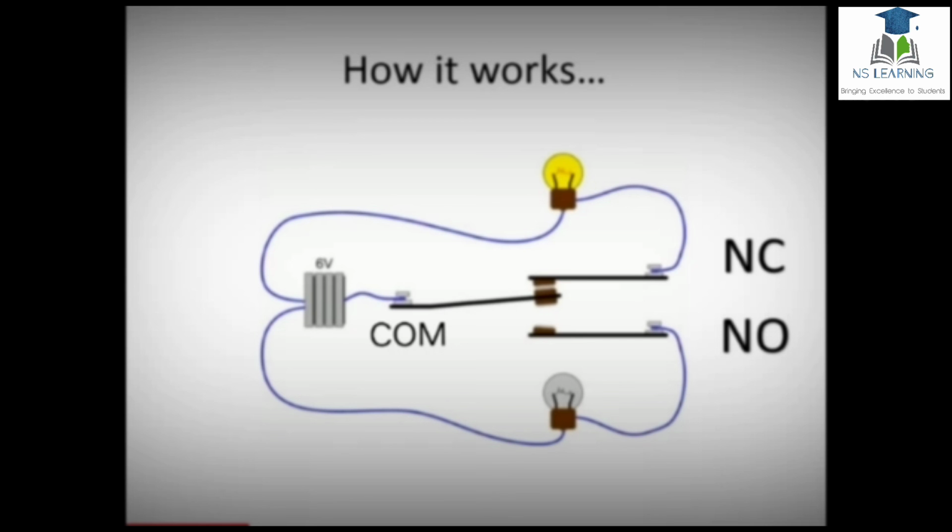A relay has one coil which works on both AC and DC supply. It can be 6 volt, 12 volt or 24 volt depending on the relay's capacity.